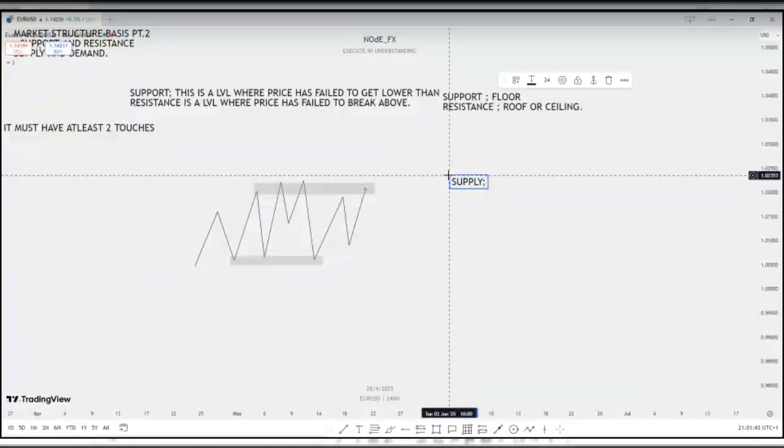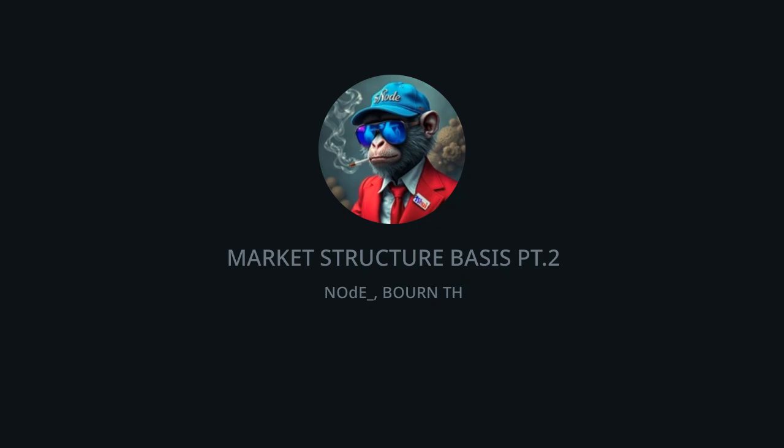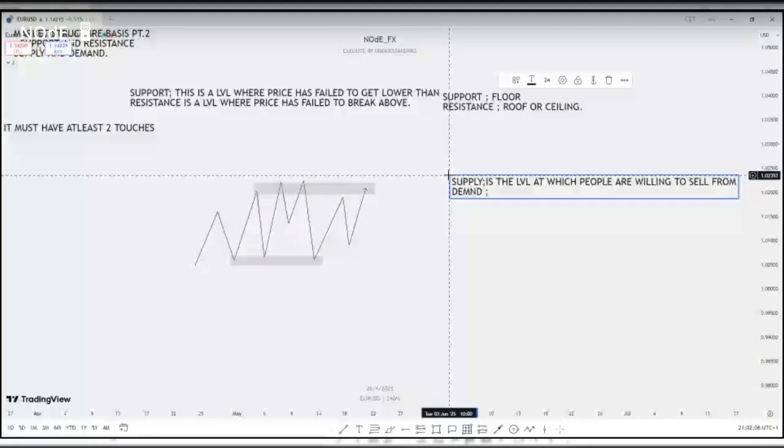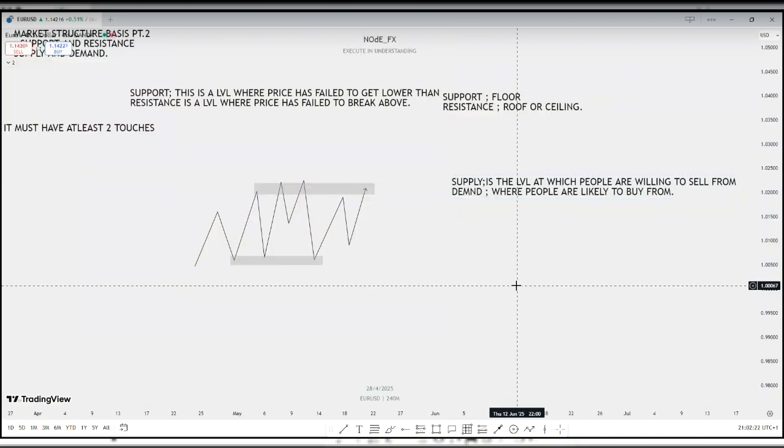Let me give you a definition here. Let's say supply is the level at which people are willing to sell from. Then vice versa for demand, which is where people are likely to buy from. The definition doesn't really matter. It's just if you understand the concept.